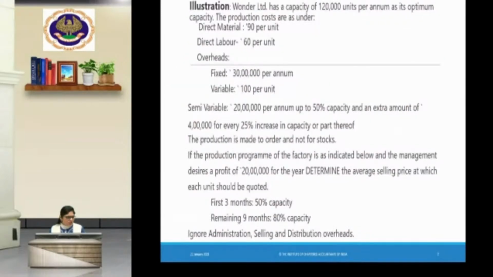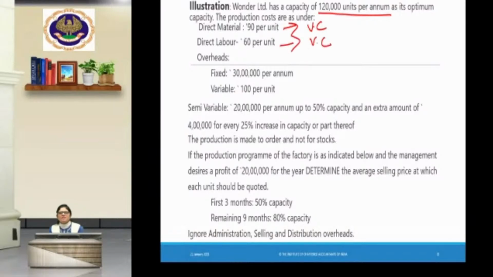So the next question in unit costing, try to read the question. Take note of this question. Wonder Limited has a capacity of 1,20,000 units per annum. Per annum means for the whole year. All right. So for the whole year, the capacity was 1,20,000. The production costs are as under. Direct material, see, per unit. Per unit means it has to be variable cost. Direct labor per unit, variable cost.